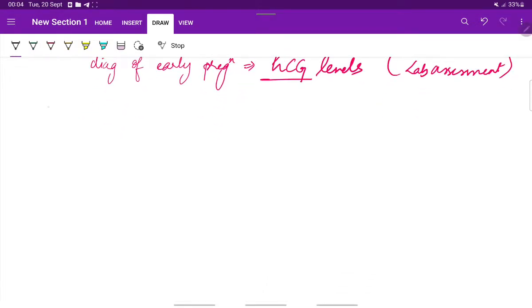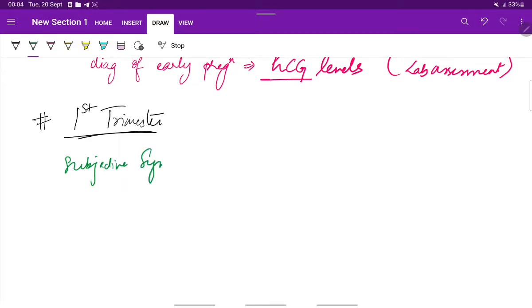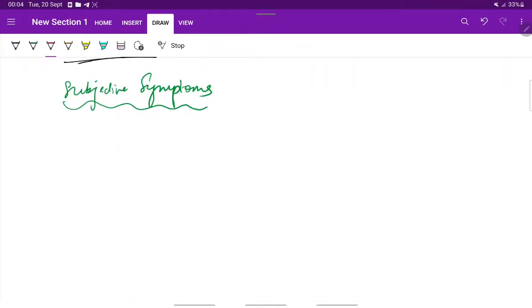Now, coming to the topic proper, the first trimester. First, let's see the subjective symptoms which the mother has during the first trimester. They include, first will be amenorrhea.